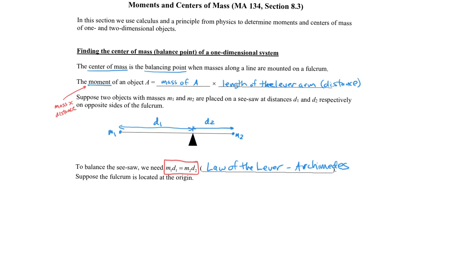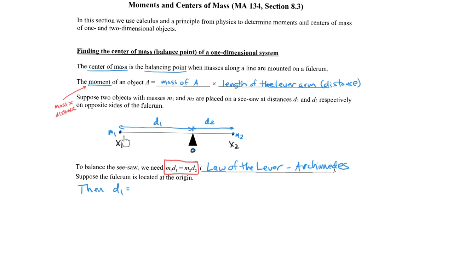So let's suppose that this fulcrum, this balance point, is located at the origin. We'll think of this as a number line. This is the origin, so we put a little 0 right here. Let's label these. We'll call this point x1, and this point here x2.